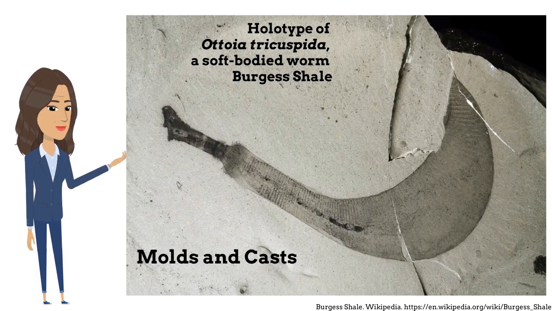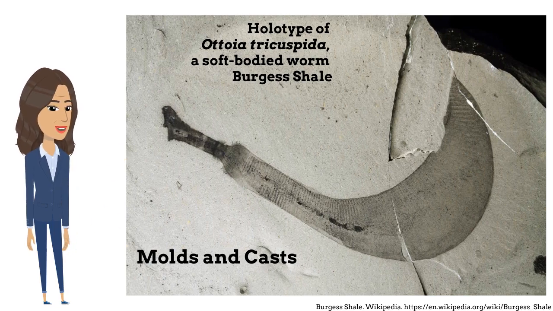4. Molds and casts. In certain cases, the organic material may completely decay, leaving an impression or mold in the surrounding sediment. Minerals or other materials can then fill this mold, creating a cast that reproduces the shape of the original organism. Molds and casts are particularly useful when studying delicate or soft-bodied organisms.